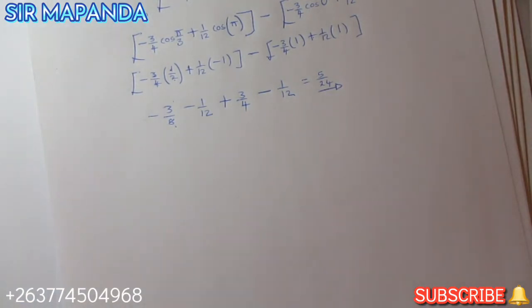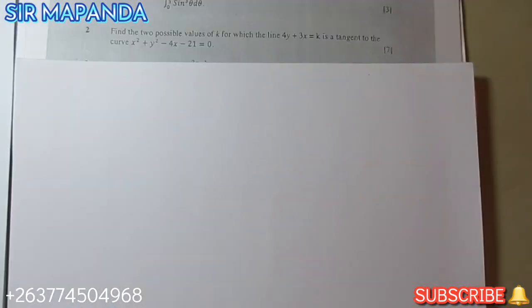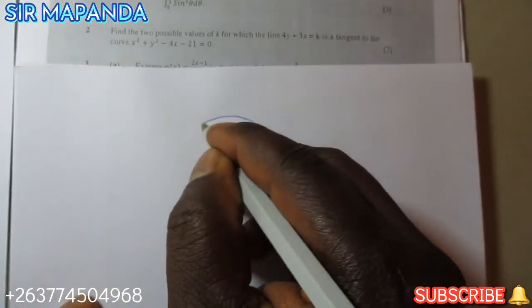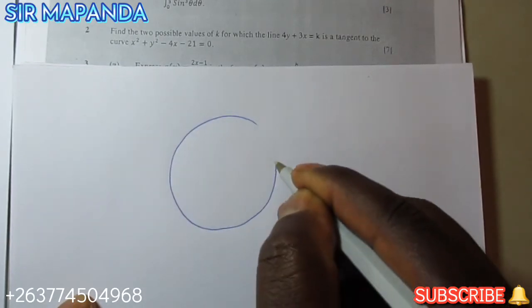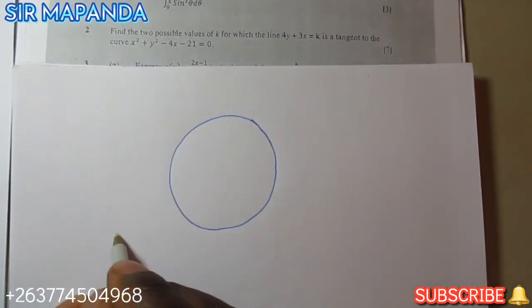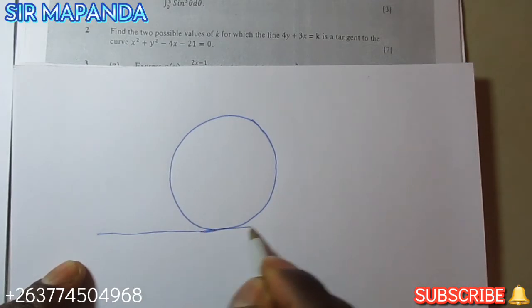Right. So I want you to stay tuned as we move on to question number 2. Find the 2 possible values of k for which the line 4y plus 3x equals k is a tangent to the curve x squared plus y squared minus 4x minus 21 equals 0. Right. So it is very simple. Let me dramatize by drawing the circle as well as the tangent.